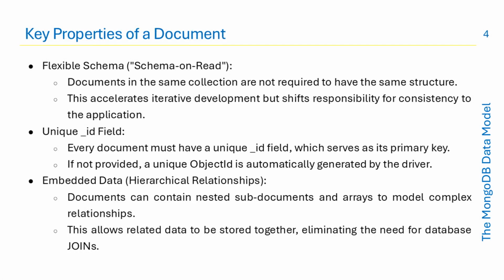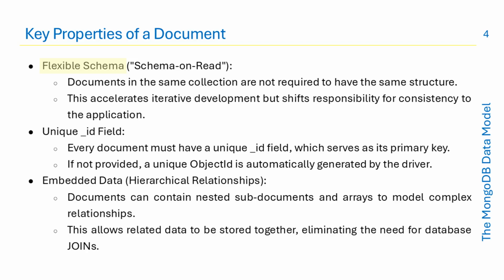Let's dive deeper into what makes a MongoDB document so powerful. There are three key properties we need to understand: its flexible schema, the mandatory ID field, and its ability to embed data. First, the flexible schema, also known as schema on read. Unlike a relational database, MongoDB doesn't force every document in a collection to have the exact same structure.